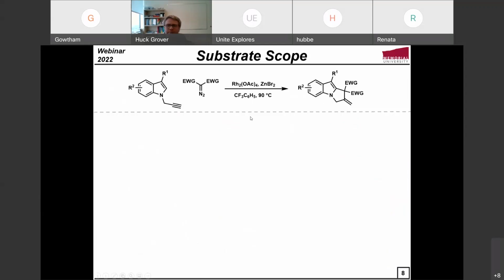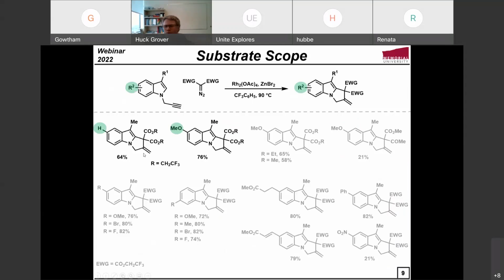Optimizing solvents, catalyst loadings, and temperatures, we were able to move on to an efficient substrate scope, and I'll highlight here, without the blocking group, we were able to get the yield up to about 64%, but by putting a substituent like an O-methoxy group here, we get a higher increase in yield, presumably by decreasing any of the benzenoid insertion products.